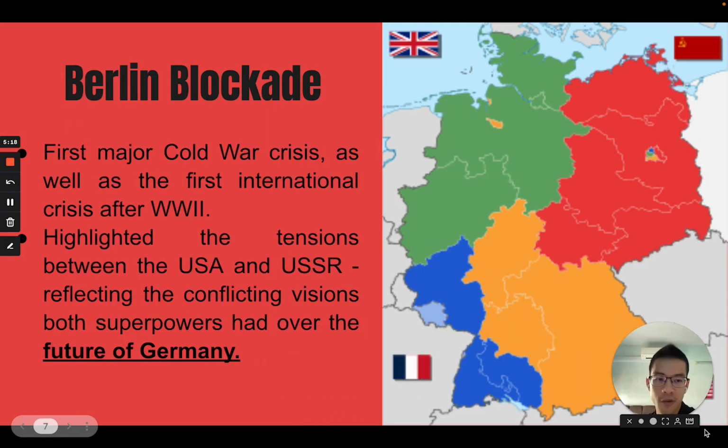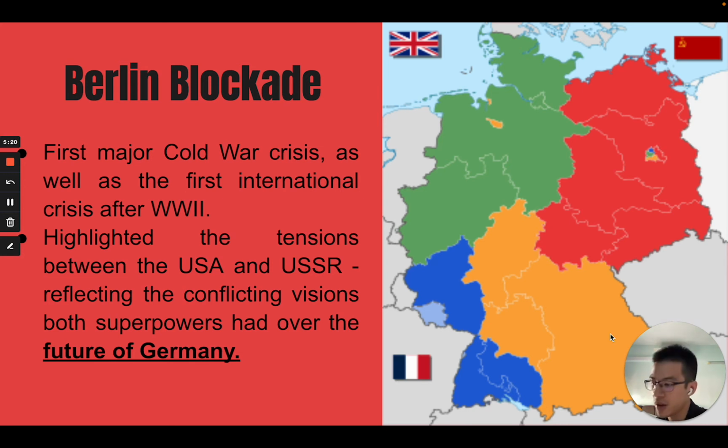Now, the first major conflict that we start to see is over the Berlin blockade. This is going to be the first Cold War crisis that took place in the world. When we study this crisis, what is useful to historians and to students of history is that it highlighted the tensions between the USA and the USSR. It made it very clear that they had conflicting visions on how the world should be run, specifically over the future of Germany.